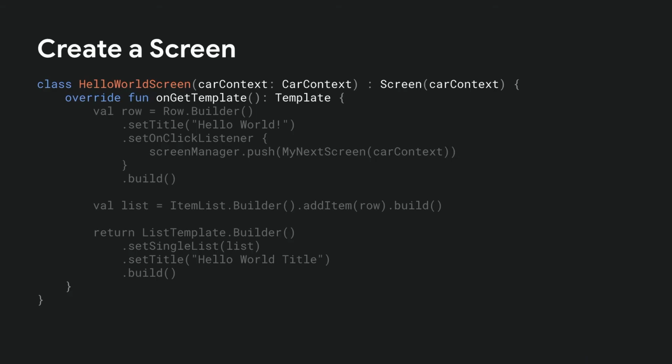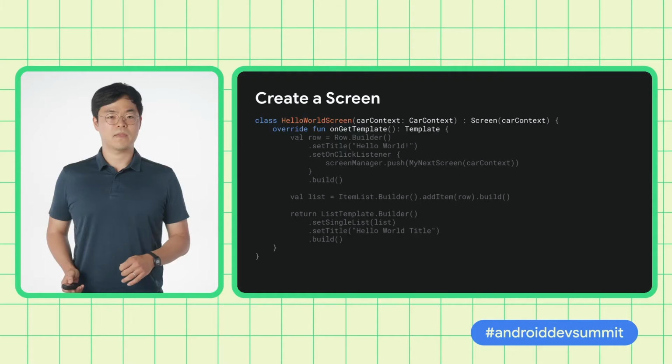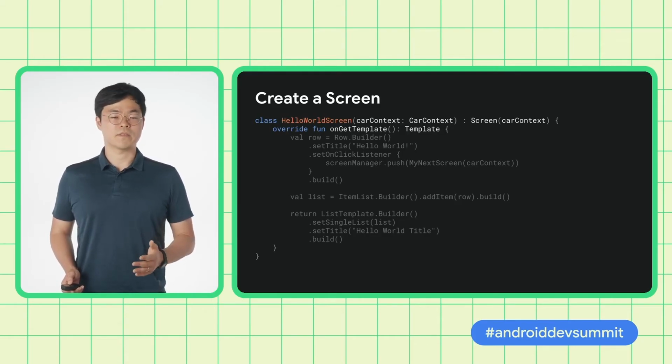Next, we create Hello World screen. A screen object contains the template and the metadata that we want to show in the car screen. We construct and return a template object in onGetTemplate method. Also, Screen has access to the Screen Manager object that you can use to push and pop screens. We will see how Screen Manager works in the next slide.